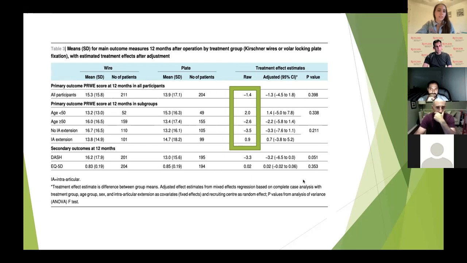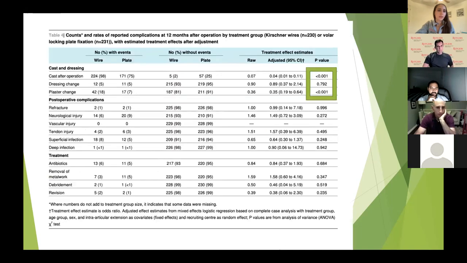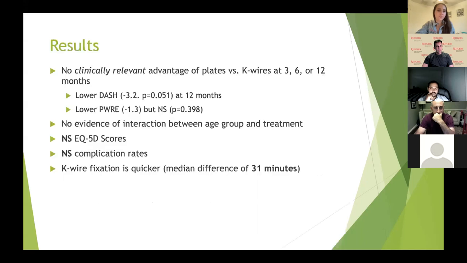And then this is again reflected in the secondary outcomes at 12 months, the DASH score and the EQ-5D. There's no difference between groups. And then if you look at some of the other outcomes, such as complication rates, again, no significant differences. The only thing they did find is that K-wires had higher use of casting after operation and therefore plaster change after operation. That just comes with how that fixation mapping is done. So they did report that as a finding.